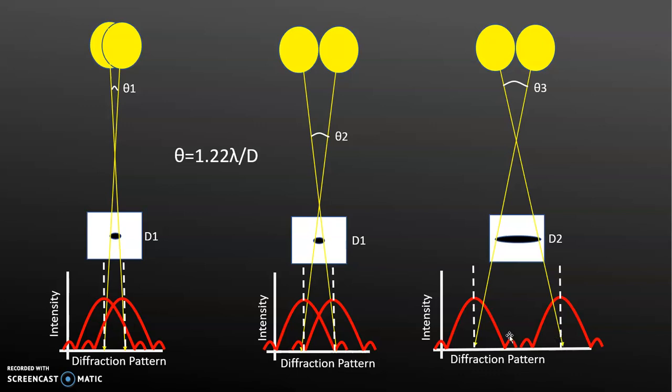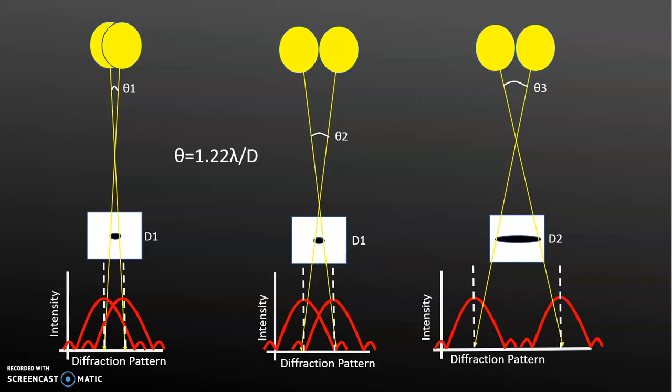In this case, our resolution has gone up, and we are even better able to discern that these are two separate light sources. And that would just show up as a greater theta. So notice this is the smallest theta, a larger theta, and an even greater theta.